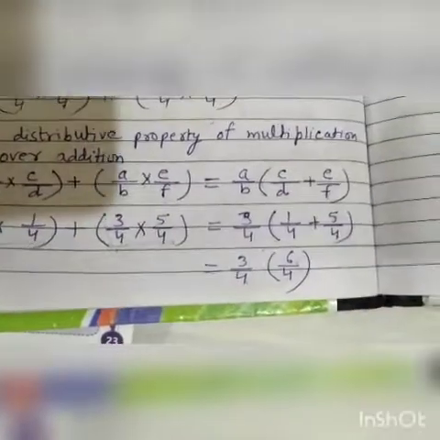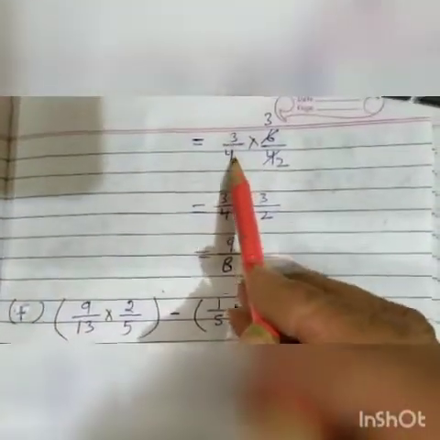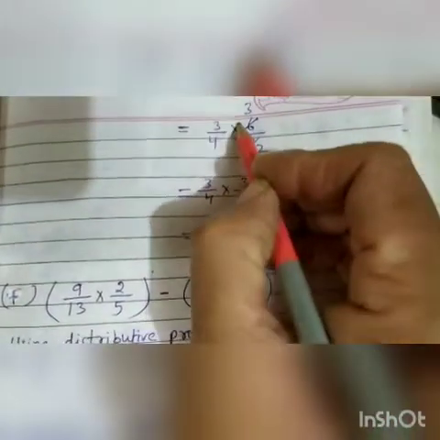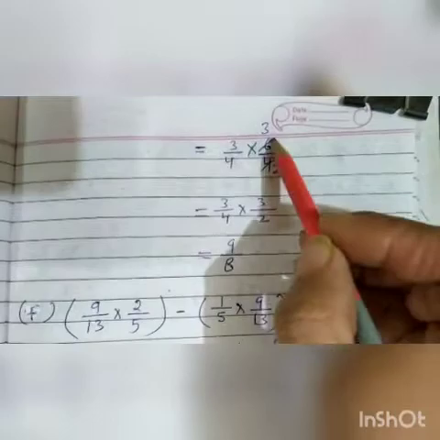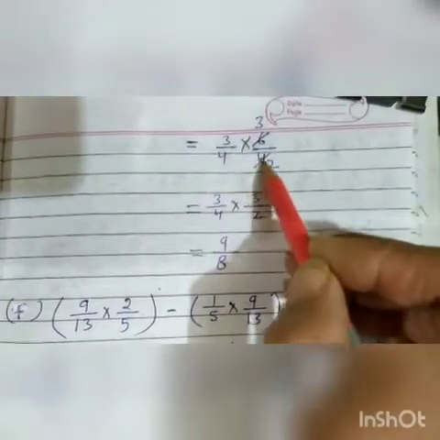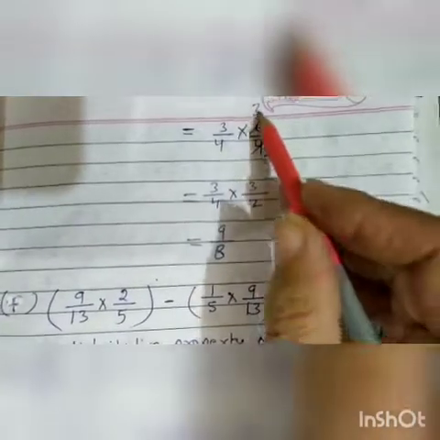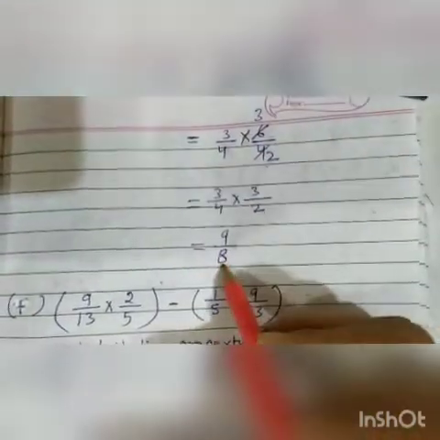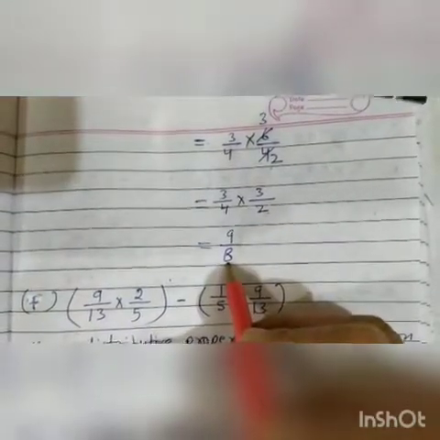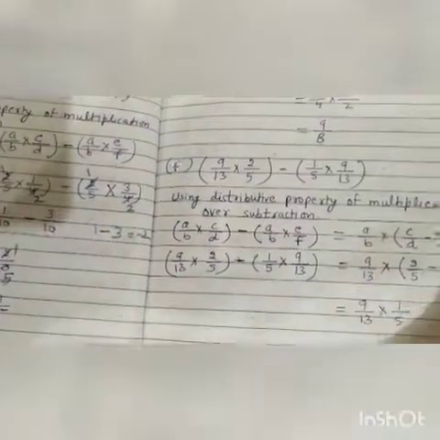Now we will simplify it, 3 upon 4 and 6 upon 4. 3 upon 4 multiply 6 upon 4. Here simplification is possible. See, 2 threes are 6, 2 twos are 4. Now this 3 upon 4 into this 3 upon 2. So 3 threes are 9 upon 4 twos are 8. I think it is clear to you.